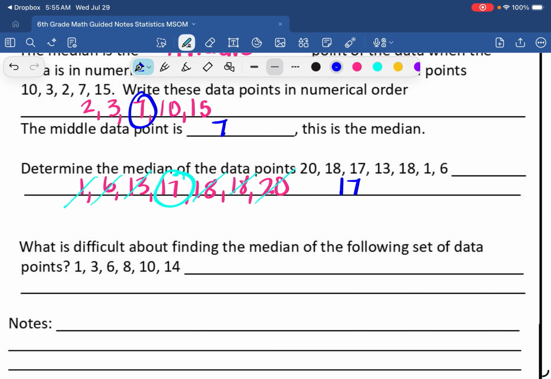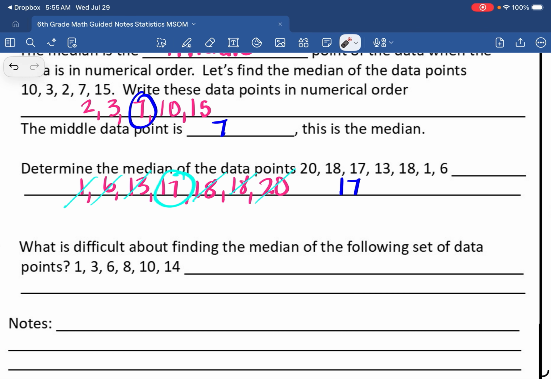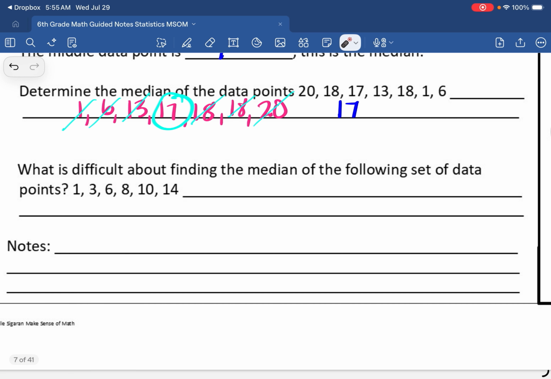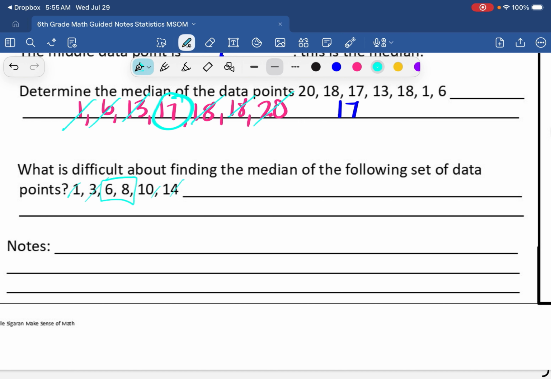What is difficult about finding the median of the following set of data points? Now notice that these are already in numerical order, so let's look for the number in the middle. Both of those numbers are in the middle. There is no middle data point since there are an even number of data points.